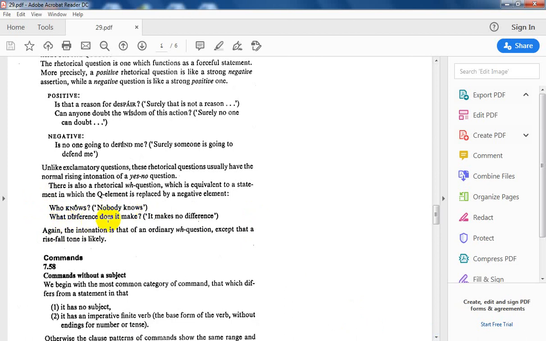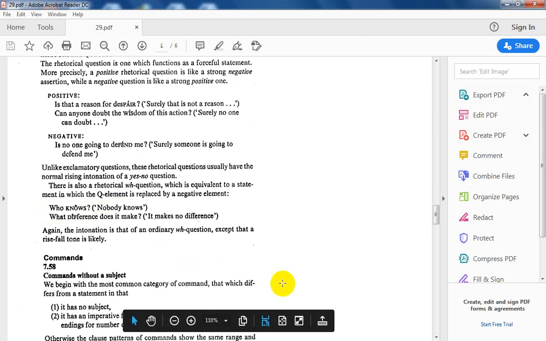What difference does it make? It makes no difference. This concerns the rhetorical WH question. I can substitute the WH or Q element by a negative element. Again, the intonation is that of an ordinary WH question, except that a rise-fall tone is likely.